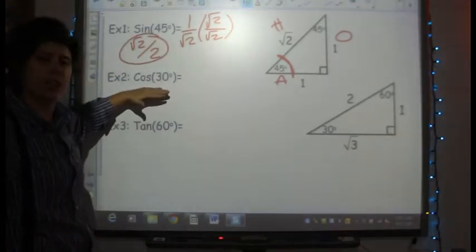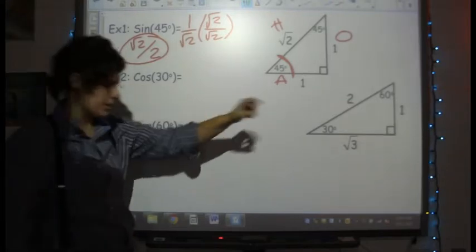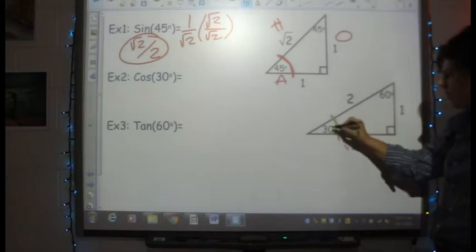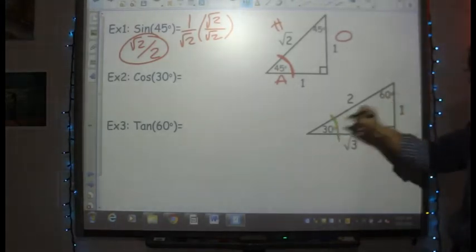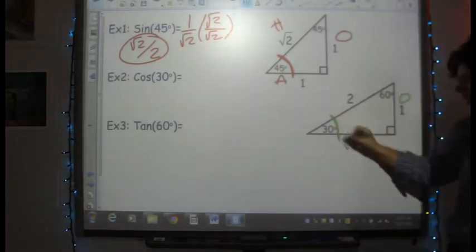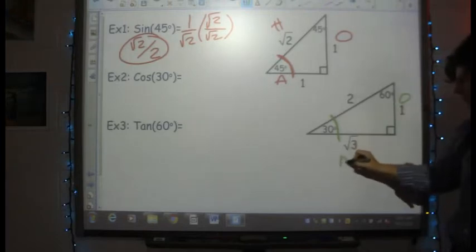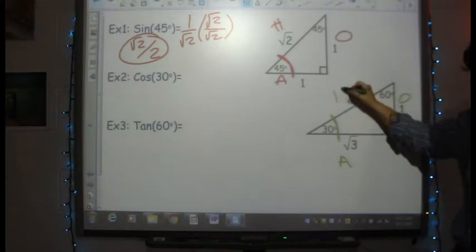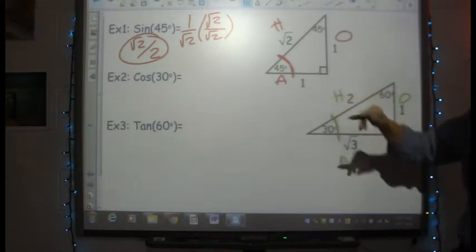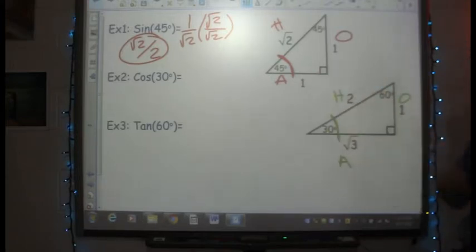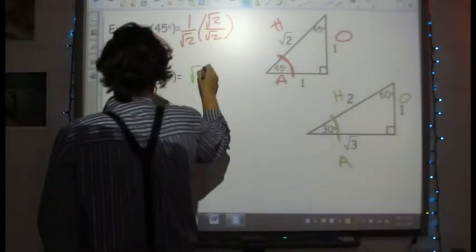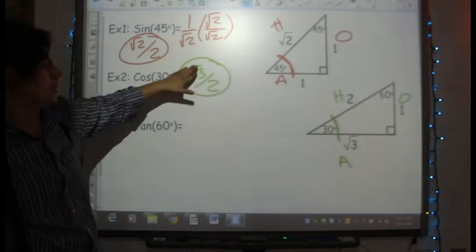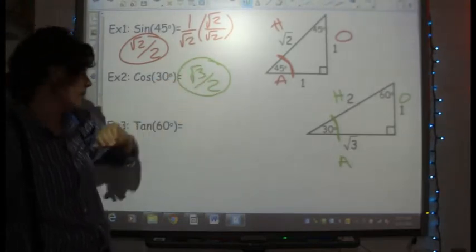For cosine of 30 degrees, we're going to use our 30, 60, 90 right triangle. So we go over here and we mark our 30. Keeping in mind, again, we have the opposite side directly across from the 30. Our adjacent side right here with the square root of 3. And then our hypotenuse is the one across from the 90 degrees. For cosine, we want adjacent over hypotenuse. So we're going to get square root of 3 divided by 2 is my answer. It doesn't need to be rationalized because there's no square root on the bottom.